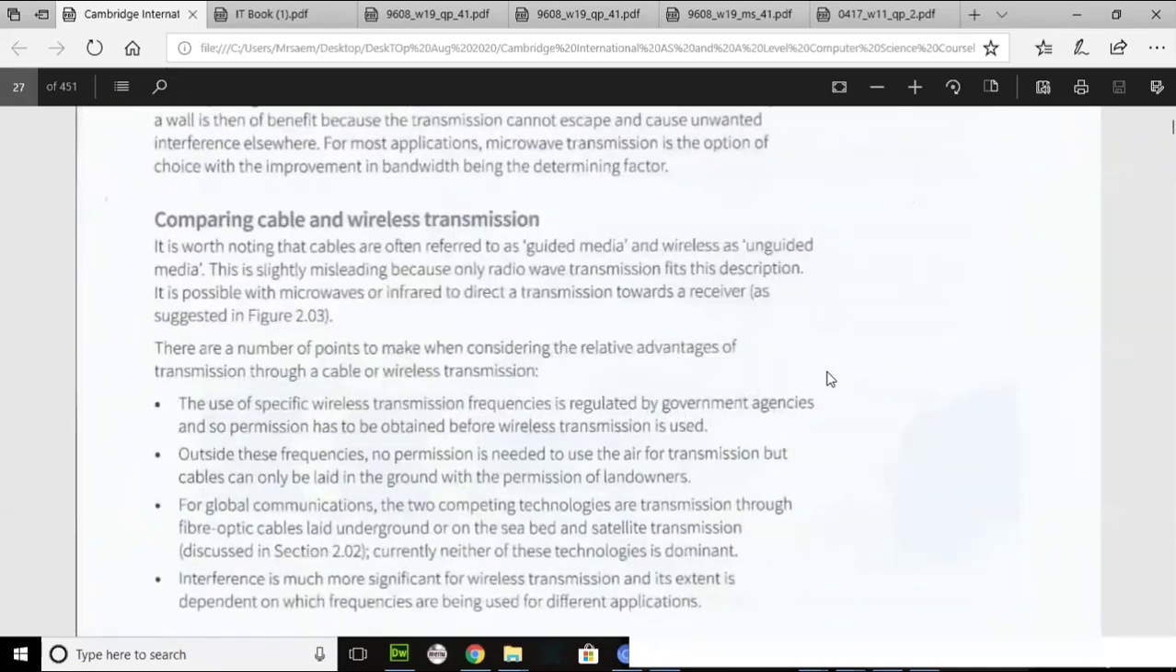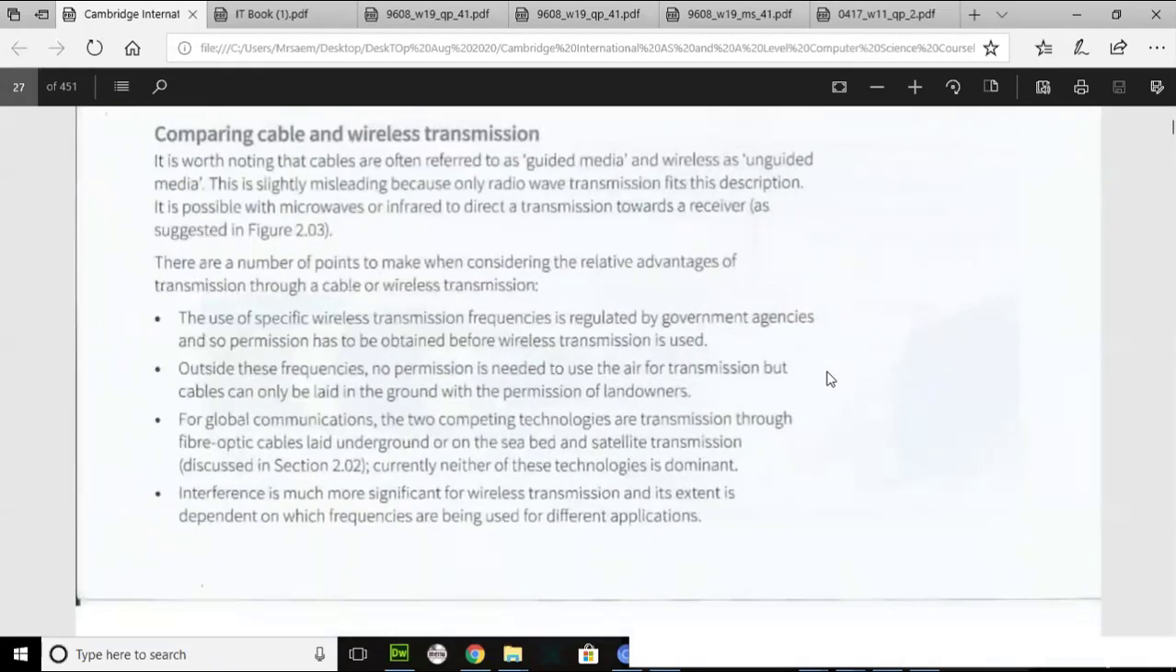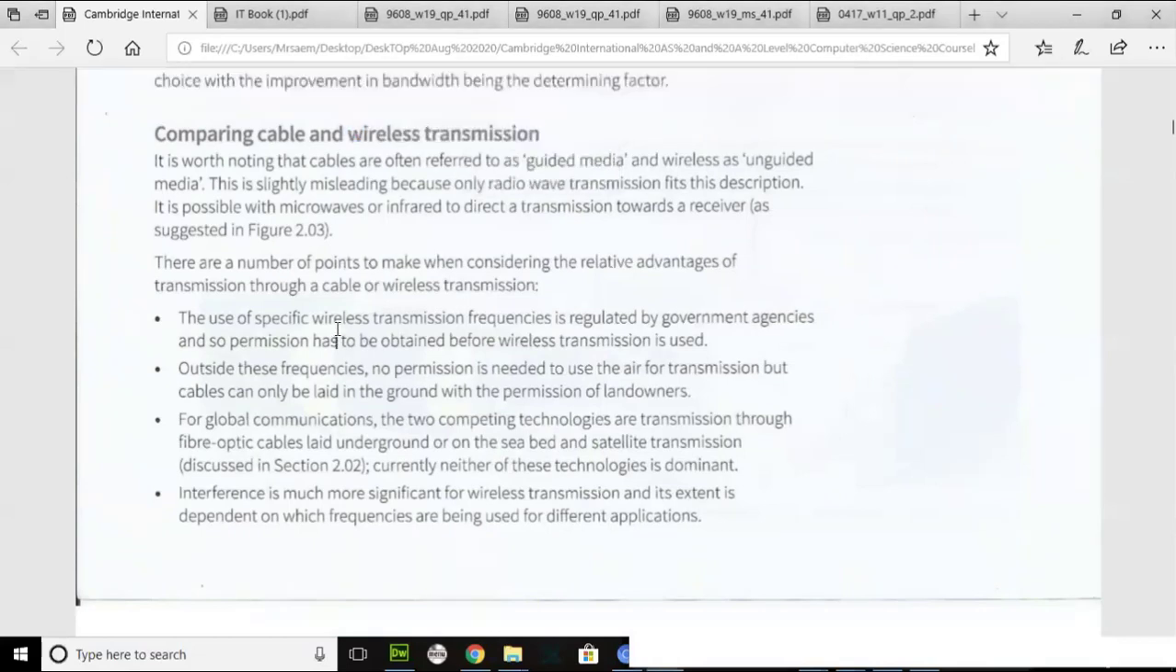Now, comparing cable and wireless transmission. Let's talk about this. First of all, as far as wireless transmission is concerned, different government regulations are there. You just cannot transmit radio signals and start up your own channel. No way. You have to ask the government. You have to take permissions.